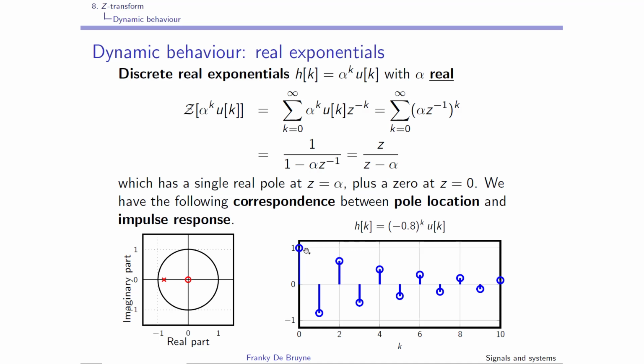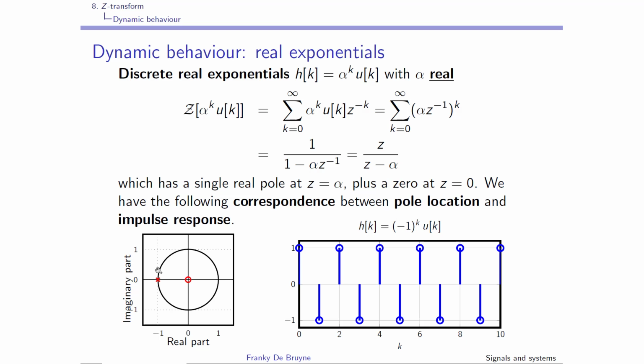If it's even, you have something positive. This is what you see over here. And if k is odd, you have something negative. But you can see that the envelope is decreasing. So with increasing k, and with k tending to infinity, h of k will tend to 0.